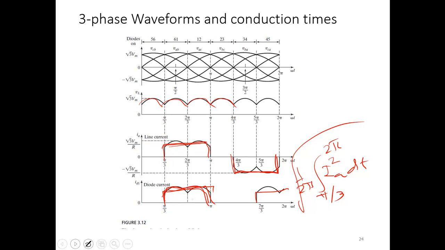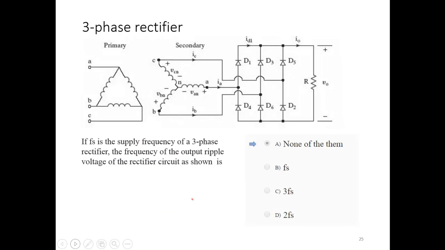This is to look for. There are some equations in the book. If you're asked for the frequency of the ripple current relative to that supply, how many times will it be? There will be 6 pulses.